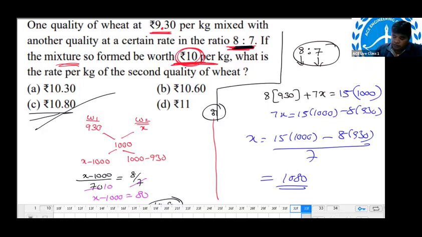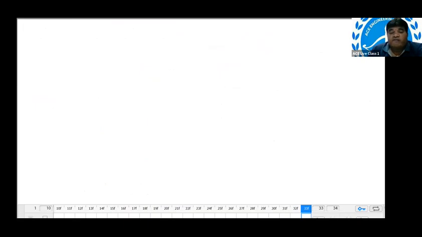Yes. Next. In the first type of concept, type 1 and type 2 are given, and they are asking for the mixing price. In the second type, one type is given, the second type is not given, and the mixing price is given. Next.